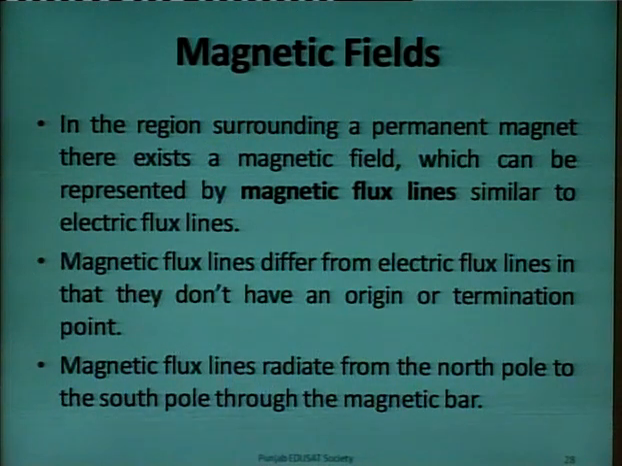Surrounding a permanent magnet, there exists a magnetic field which can be represented by the magnetic flux lines, similar to electric flux lines.